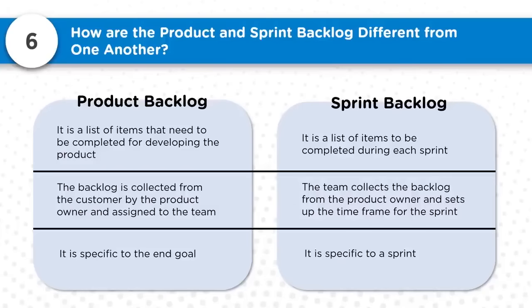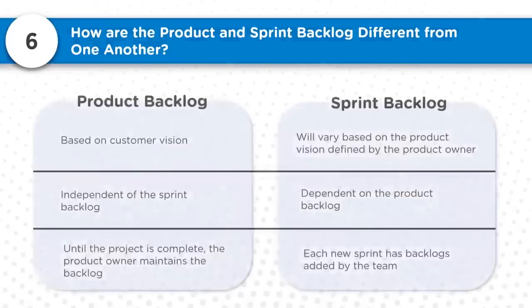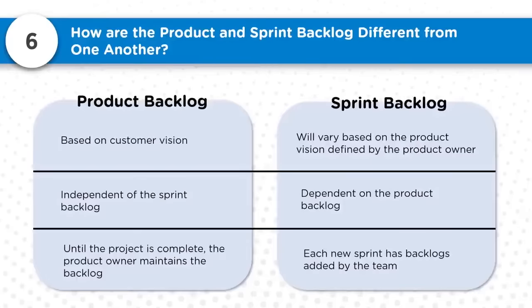So the product backlog is specific to the end goal, the ultimate objective. Whereas the sprint backlog is specific to that sprint, that specific iteration called a sprint in Scrum. What is it that we're going to produce as part of it? The product backlog is based on customer vision, whereas the sprint backlog will vary based on the product vision defined by the product owner. So you take the prioritized list from the product backlog. The product backlog is independent of the sprint backlog, whereas the sprint backlog is dependent on the product backlog. The reason we know already, I explained. So this is the prioritized list of backlog items we take from the product backlog and create this specific product as part of the sprint, which becomes the sprint backlog.